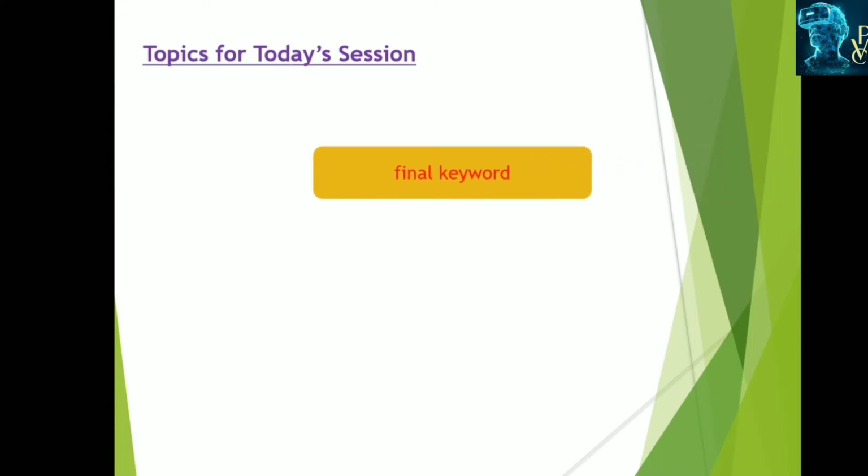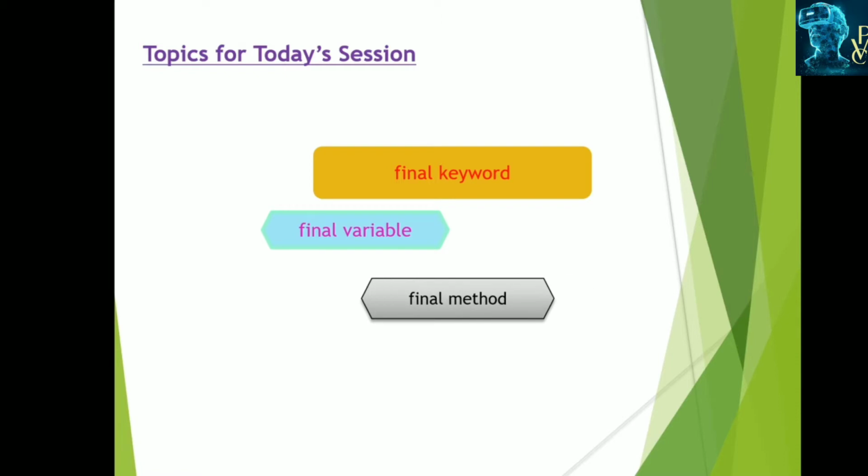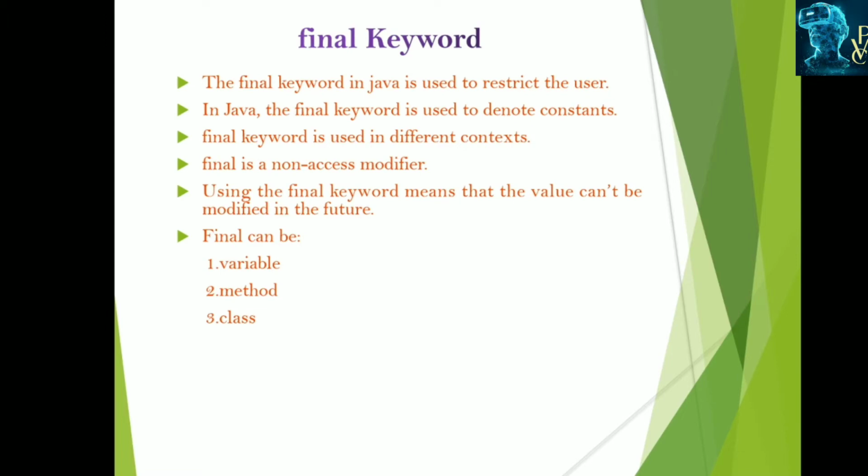Topics for today's session is the final keyword. Today we learn about the final keyword and that can be applied to variables. So we learn about the final variable, final method and final class. The final keyword in Java is used to restrict the user.